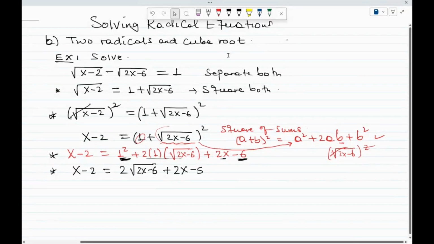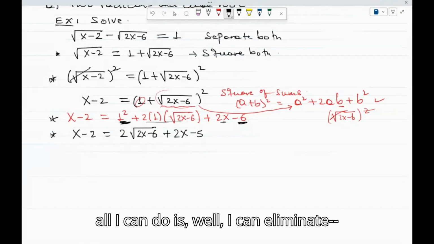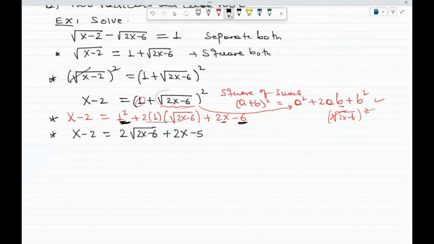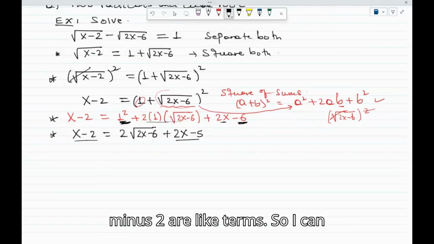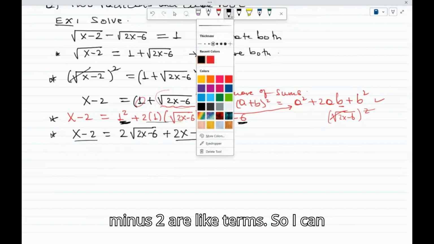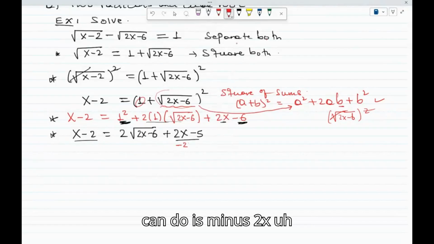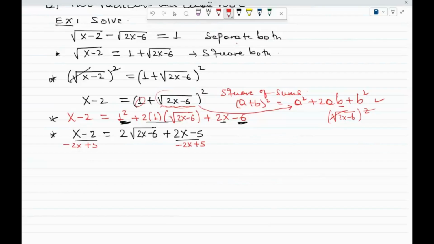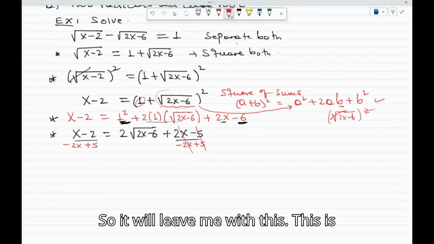Now let me keep going from this. All I can do is eliminate this. Look at this 2x and this x minus 2, they are like terms, so I can combine them together. So all I can do is minus 2x plus 5. If I do that, this will cancel, this will cancel, so it will leave me with this.